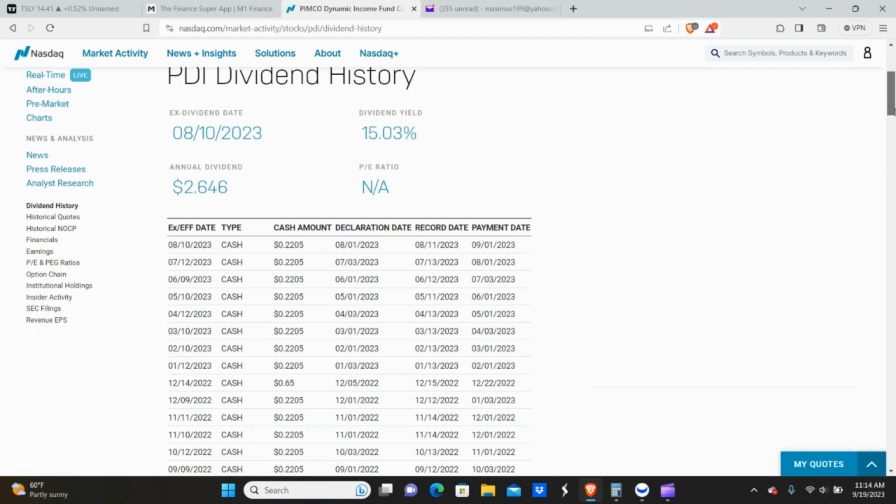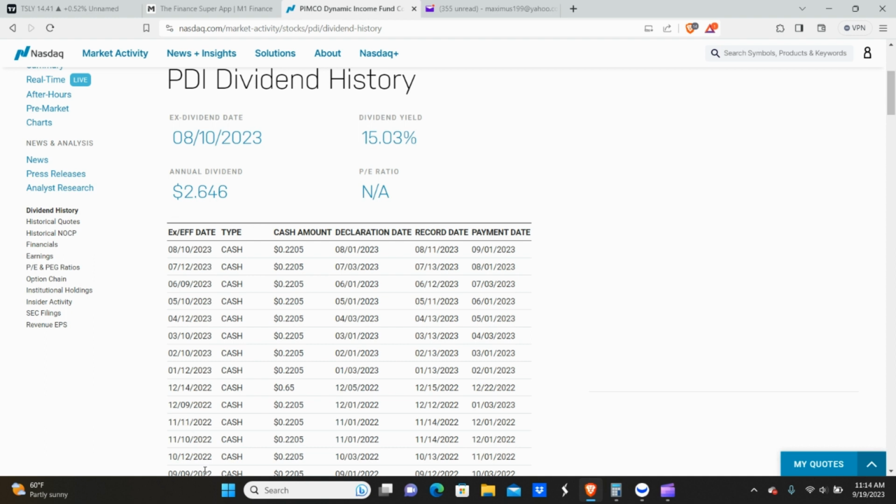Okay, so PDI is not updated either, but we can basically assume on previous history that the X date would have been around the 9th. Since it's past the 9th now, pretty much we would be looking to buy from now until roughly about the 8th of October in advance of the X date.